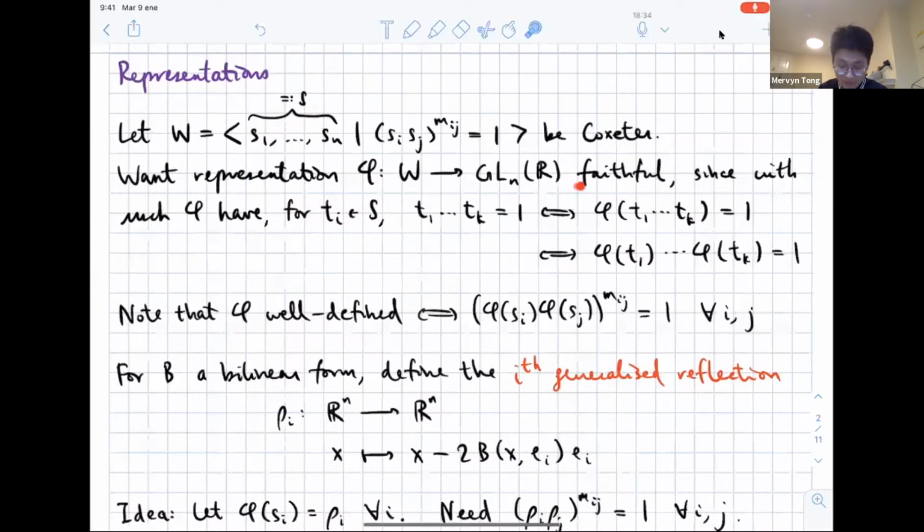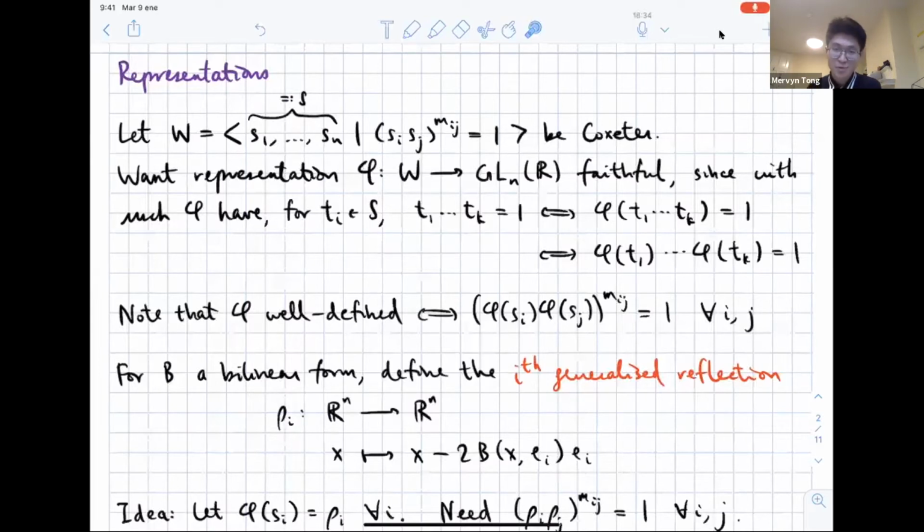If we can find a faithful representation, then this would really easily solve the word problem, because to check whether such a word T1 up to Tk is 1, all I have to do is compute the product of the matrices that phi sends T1 up to Tk to. And multiplying matrices is a lot easier for a computer anyway than making lots of random substitutions.